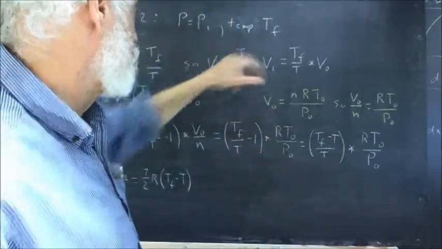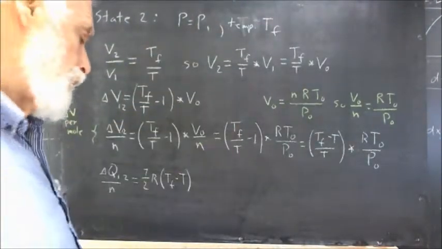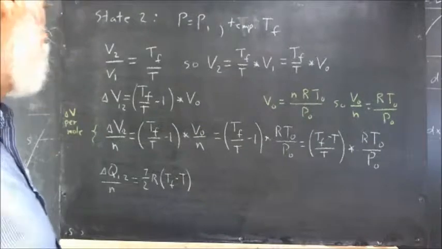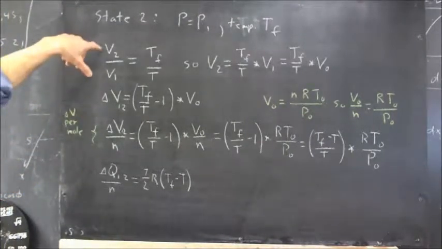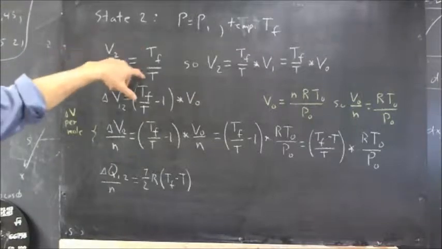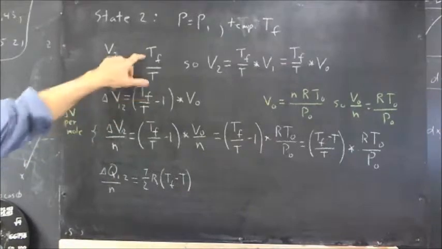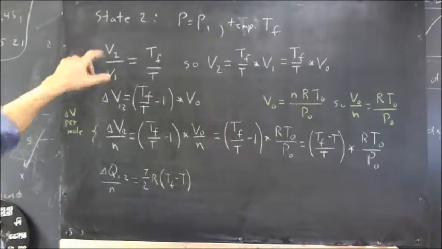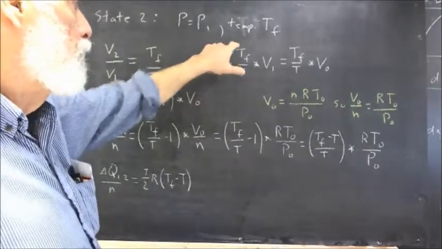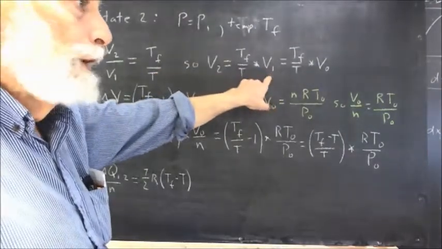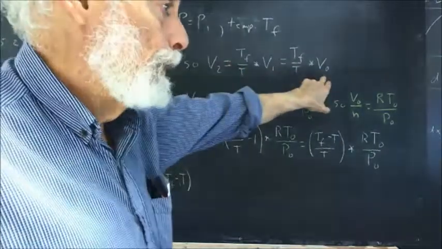In other words, we've raised the temperature from T0 to T, and now we're going to raise it to TF at constant pressure. So at constant pressure, again, with the number of moles constant, the relationship is just V2 over V1 equals TF over T. Start at temperature T, volume V1, end up at temperature TF, volume V2. So that volume V2 is TF over T multiplied by V1. Now we haven't specified volume V1, but it's the same as volume V0.